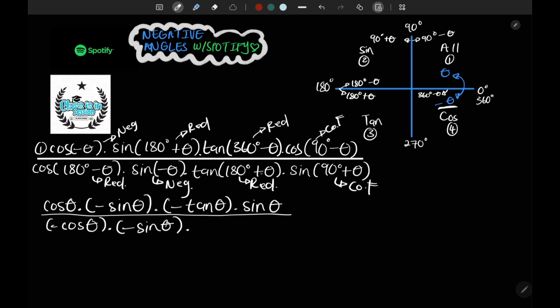times tan 180 degrees plus theta. Let's look for 180 degrees plus theta on a CAST diagram. There's 180 degrees plus theta. It's in the third quadrant where tan is positive, so your answer should be tan theta.